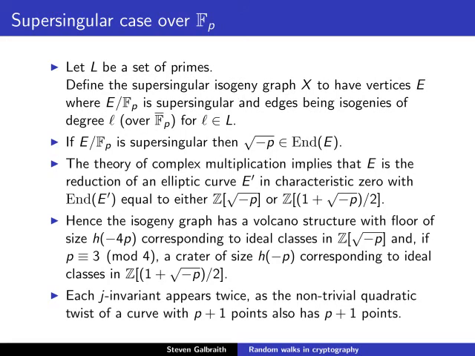So the isogeny graph is a volcano. A volcano is basically something with layers. So you have some kind of circle, and then you have some edges going down. If p is 3 mod 4, these ones correspond to the crater, and these ones correspond to the ground level. And if p is 1 mod 4, then the volcano is actually a volcanic lake, I guess. No, it's just flat.